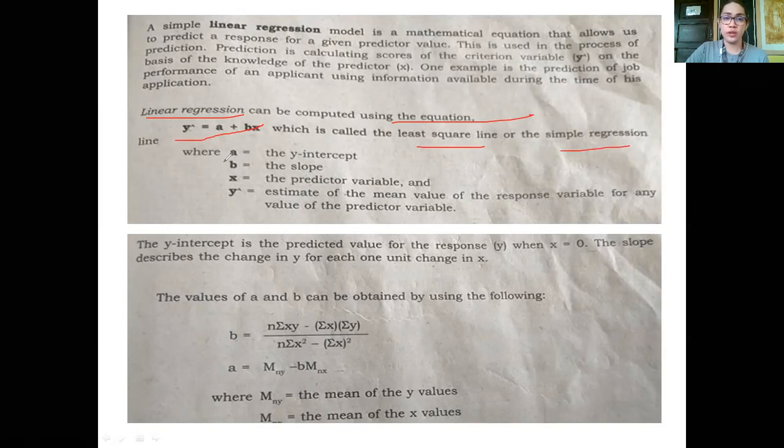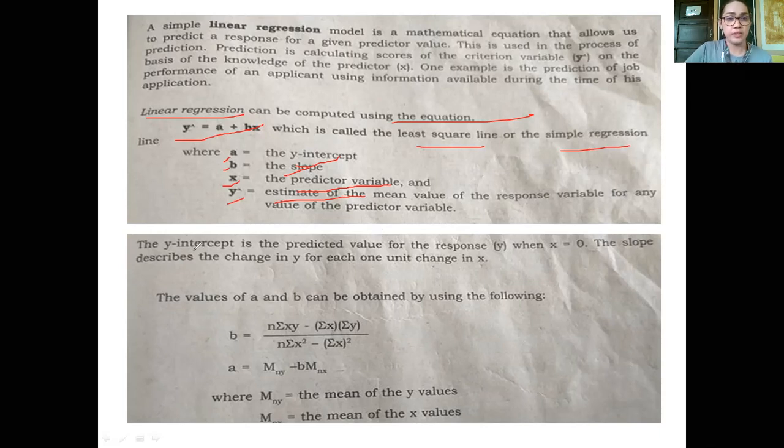So to define it, your a here is your y-intercept, your b is your slope, as being defined and described, sorry for the inconvenience, and your x is the predictor variable, and your y is the estimate of the mean value of the response variable for any value of the predictor variable. So I hope you'll be able to grasp the description of each symbol that I presented here. So again, your A is the y-intercept, your B is the slope, your X is the predictor variable, your Y is the estimate of the mean value of the response variable for any value of the predictor variable.